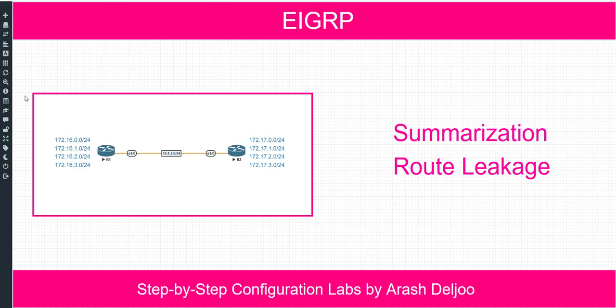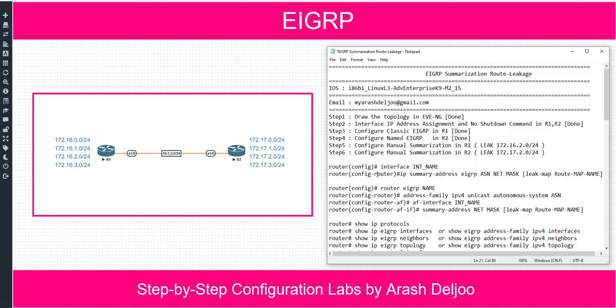Here we have two routers, router 1 and router 2. In router 1, I configured EIGRP with the classic method, and in router 2, I configured EIGRP with the named method. In both of them, I will show you how you can configure route leakage. For example, in router 1, this is our text file.